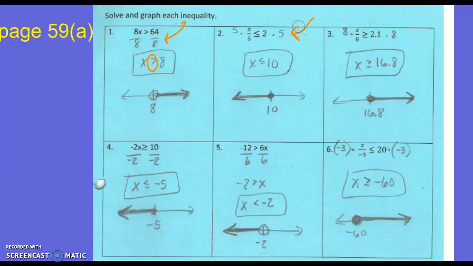Number 2, you multiplied by +5. Keep the arrow the same because I'm multiplying by +5. Number 3, you should have multiplied both sides by +8. Keep the direction of the arrow the same. Pay attention also. Did you put your circles correctly?